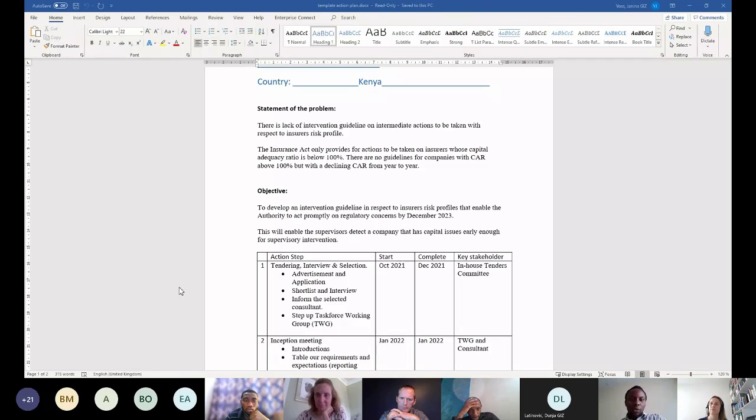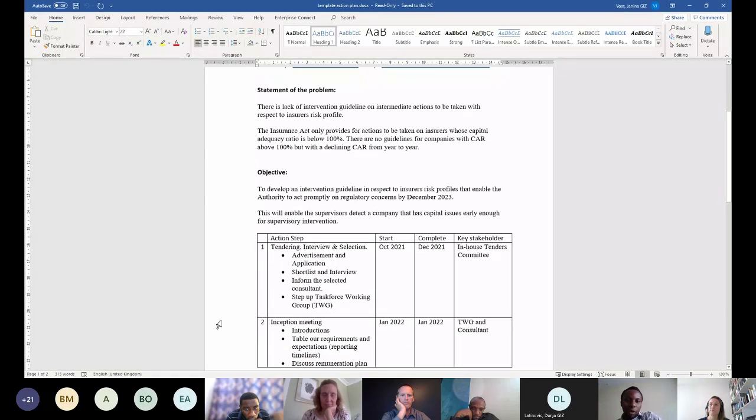So our objective is to develop an intervention guideline in respect to insurers' risk profile that enable the authority to take acts promptly on regulatory concerns by 2023. Why is this important? It's because it will enable us supervisors to detect a company that has capital issues early enough for supervisory intervention. Remember that in our act, we only take action when a company has a CR below 100%. But if it has a decline in CR, we don't take action, and this might cause problems, and it might be too late for us to take action when it falls below 100%.